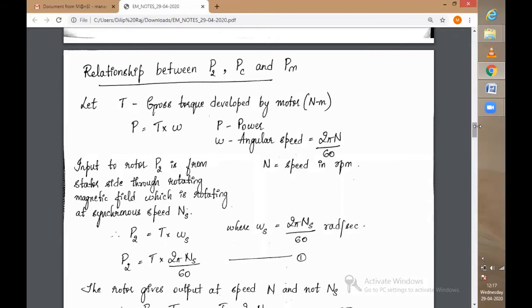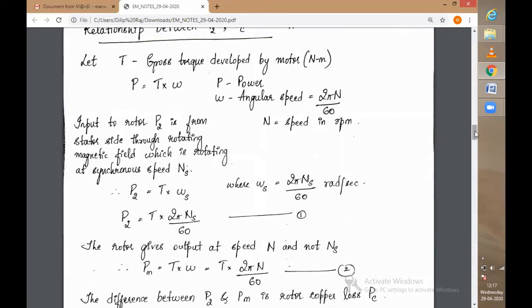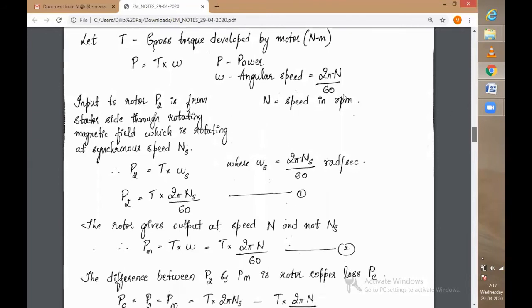The input to the rotor, or the rotor input P2, is nothing but the stator output. Because this P2 is coming from the stator side, it will have the synchronous speed Ns. So P2 is T into omega s. This omega s is given by 2 pi Ns by 60. Substituting that, we get an equation for P2 in terms of torque and speed. Let us call that equation number 1.